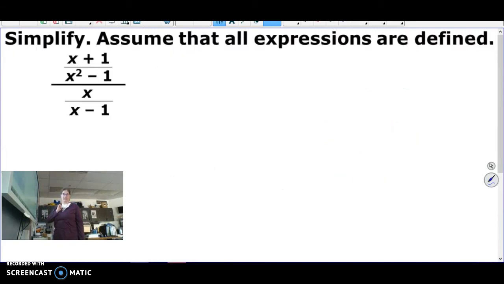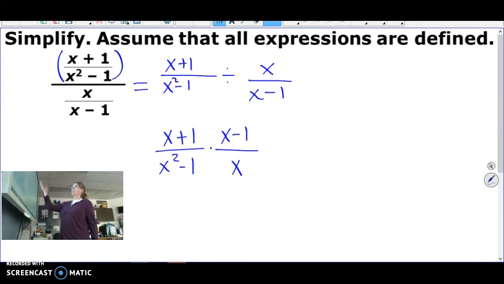So why don't you pause the video and try to do this problem, and I will come back and work through it. Okay. All right, so hopefully you wrote it as a division problem, and then we're going to flip the second fraction and turn it into multiplication. And now let's simplify this.